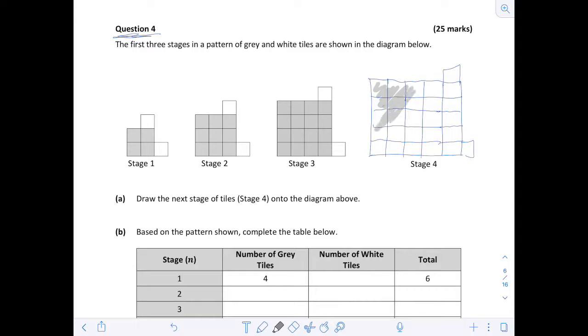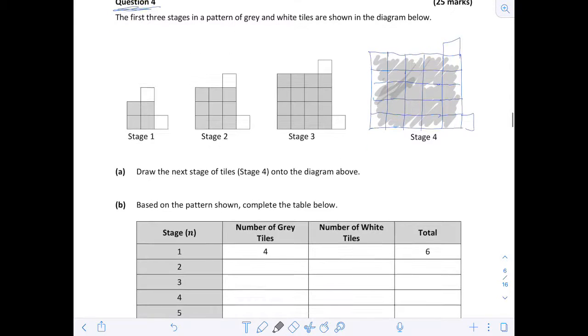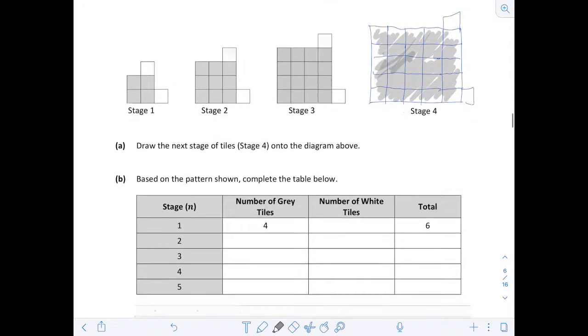The sad state of affairs when they're giving you marks in your leaving cert for doing a bit of colouring. Anyway. Okay, right. So that's what the next pattern looks like.